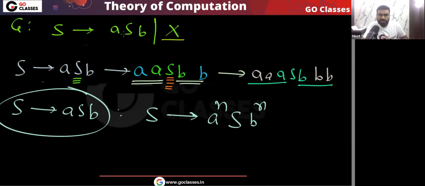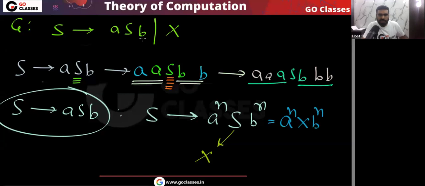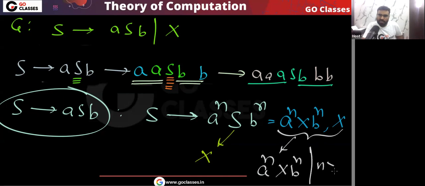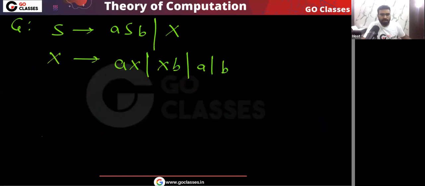And remember, finally this S I can replace with X. So finally I can say that it will generate a power n X b power n. And remember, we can directly generate X. Of course we can directly generate X. So because we can directly generate X, finally I can say that this S is generating a power n X b power n, where n is greater than equal to 0. Okay, is this clear? This is what S will generate. Understood? So finally I can say what S is generating, because that will be your language. From the start variable what you can generate, that will be your language.